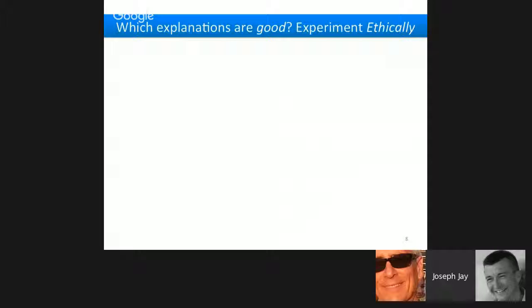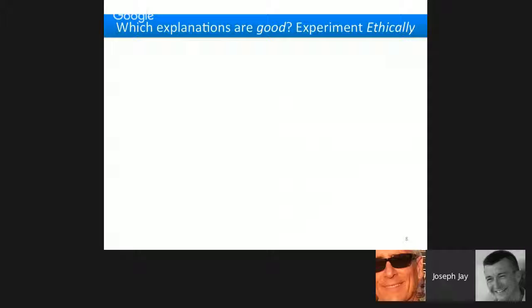So the key idea here is to think about a more ethical kind of experiment, where as soon as we start discovering, well, explanation 1, it looks like people are rating it 6 out of 10. Explanation 2 might be a 7. Well, we're not totally sure. We don't want to give everyone explanation 2 because we might be wrong. We just may not have enough data. But we'd like to start giving more people explanation 2.